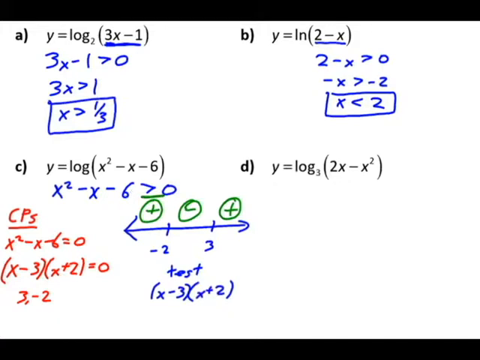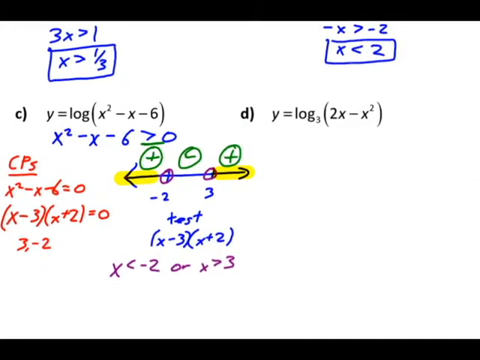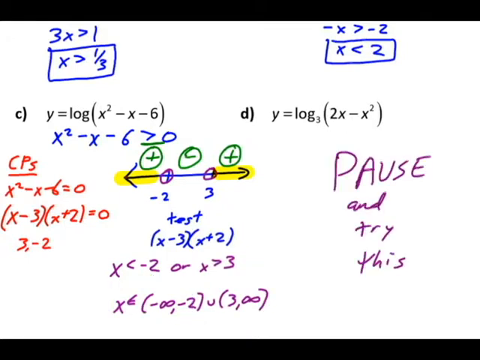-2. So if we want where it's greater than 0, our solution is going to omit the critical points and highlight the positive regions. Our domain You may also use interval notation if you've gotten used to that. Try this last one on your own and see how you do.